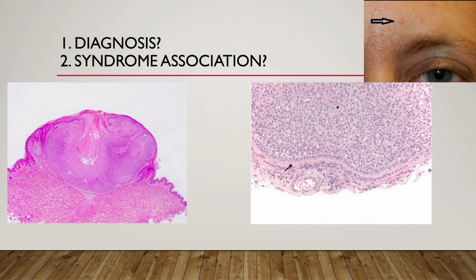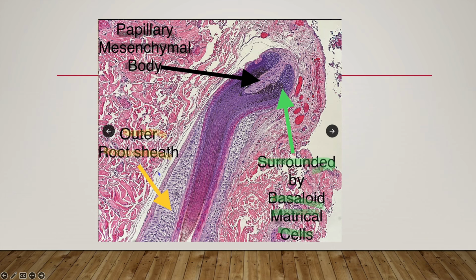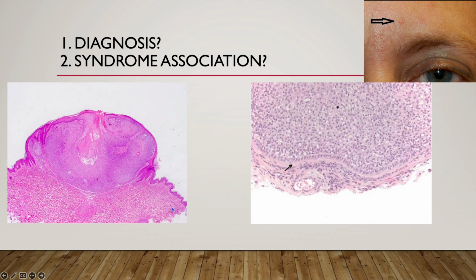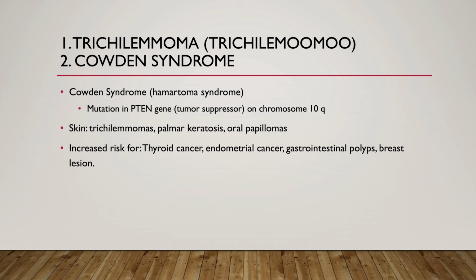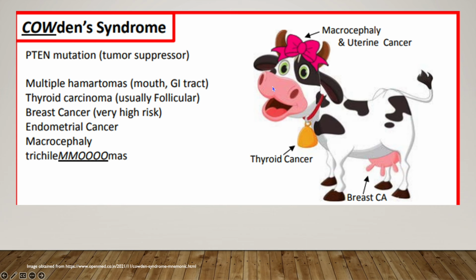Yes, this is trichilemmoma, because it's associated with Cowden. Trichilemmomas arise from the outer root sheath, and that explains why they look clear. This is due to a mutation in PTEN on chromosome 10, and you have an increased risk for thyroid cancer. And I thought this was a good mnemonic for Cowden's. So you have thyroid cancer, breast cancer, uterine cancer, macrocephaly, and you can get multiple hamartomas.